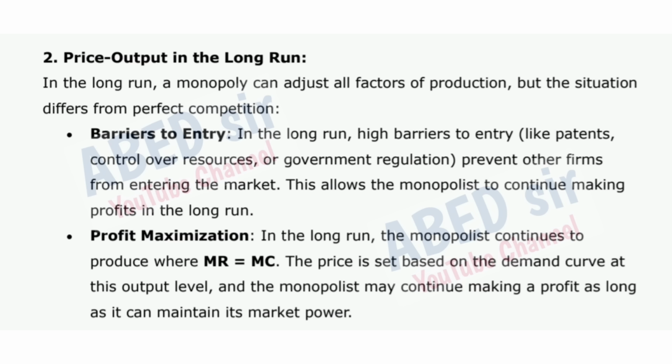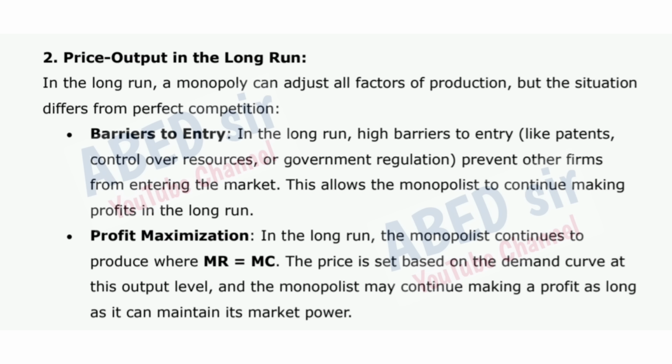2. Price and output in the long run. In the long run, a monopoly can adjust all factors of production, but the situation differs from perfect competition. Barriers to entry. In the long run, high barriers to entry, like patents, control over resources, or government regulation, prevent other firms from entering the market. This allows the monopolist to continue making profits in the long run.